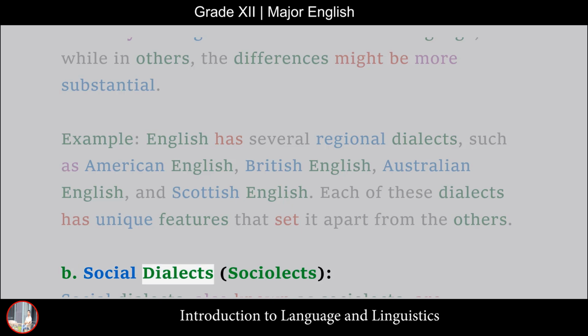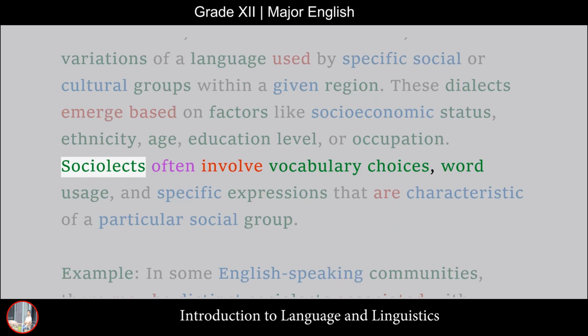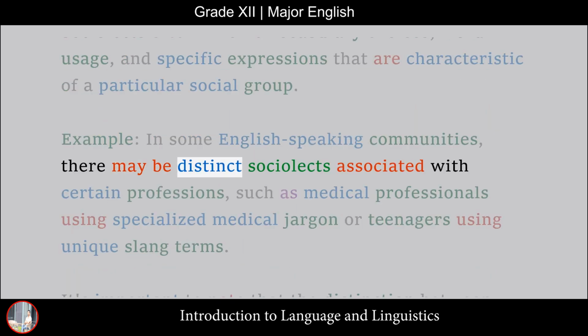B. Social dialects, sociolects. Social dialects, also known as sociolects, are variations of a language used by specific social or cultural groups within a given region. These dialects emerge based on factors like socioeconomic status, ethnicity, age, education level, or occupation. Sociolects often involve vocabulary choices, word usage, and specific expressions that are characteristic of a particular social group. Example: in some English-speaking communities, there may be distinct sociolects associated with certain professions, such as medical professionals using specialized medical jargon or teenagers using unique slang terms.